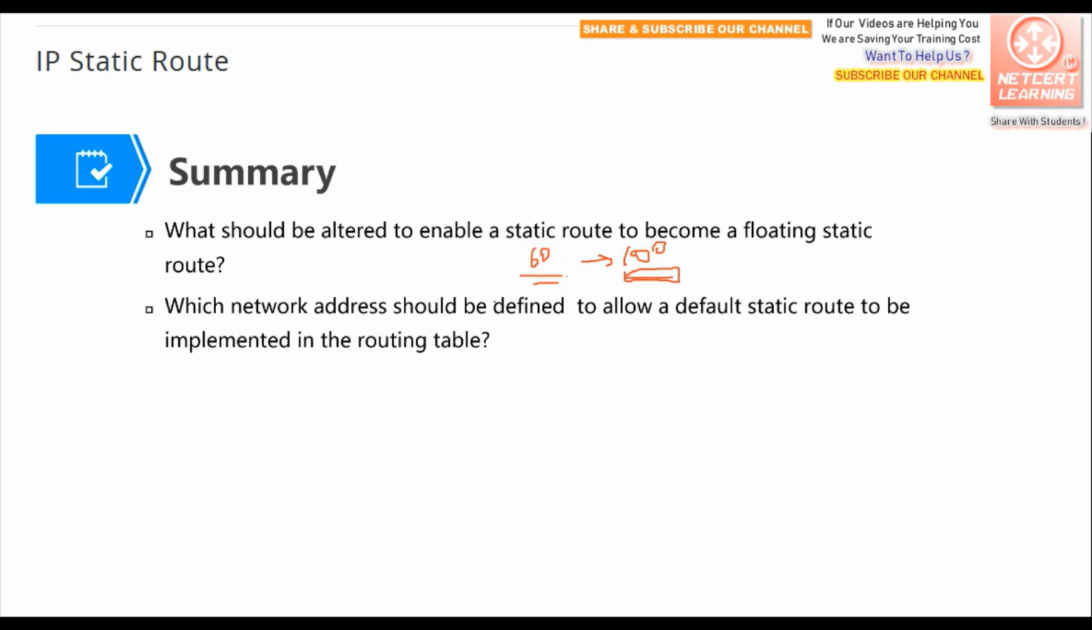And then second, what is the network address of the default static route? Okay, for the default static route, the network address should be 0.0.0.0, and the mask length should be 0, okay? This is the default route, okay?